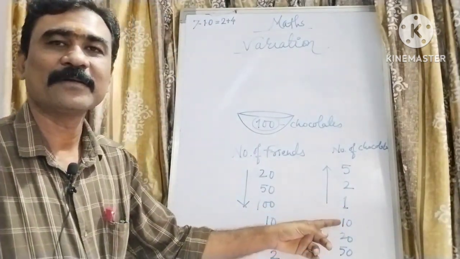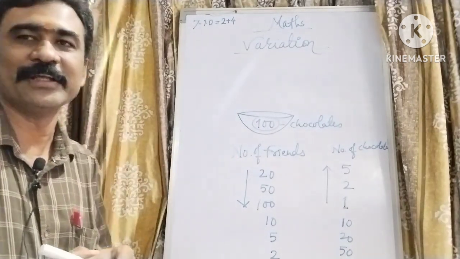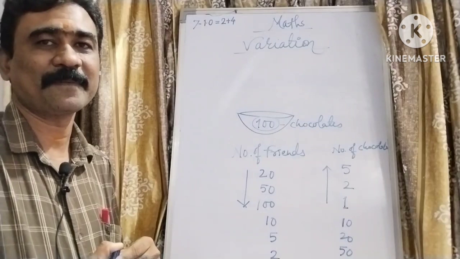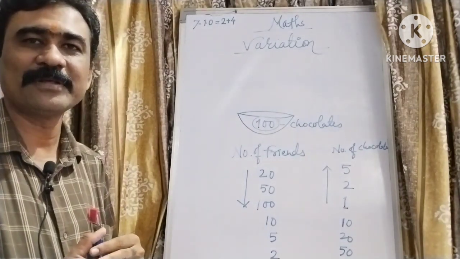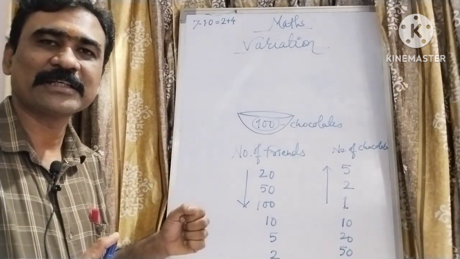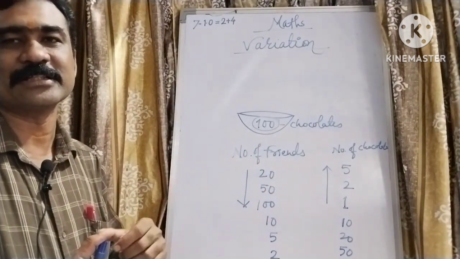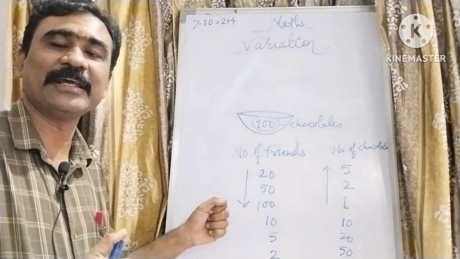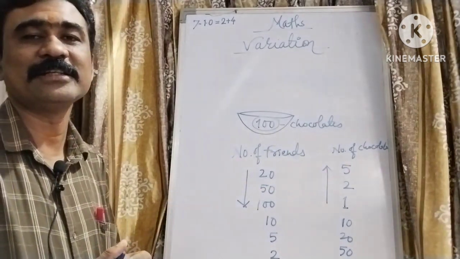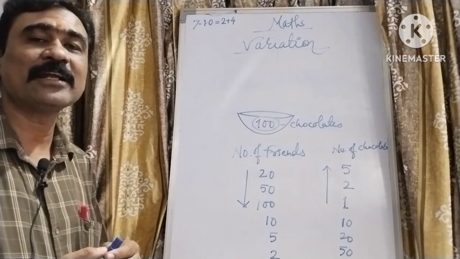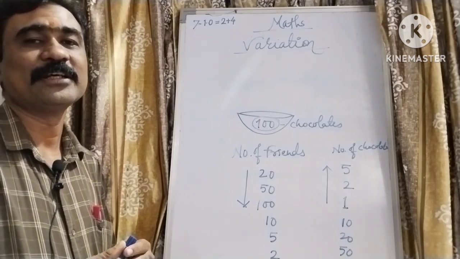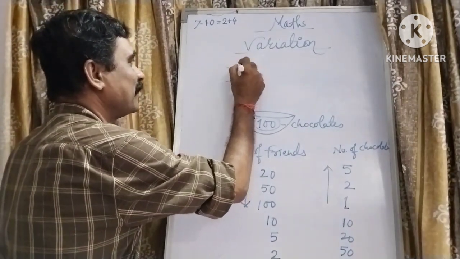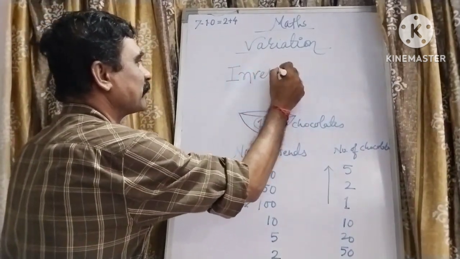to 10. So both quantities also change, but in the opposite direction, in the opposite way. Opposite way means if one quantity increases, then the second quantity decreases. And if one quantity decreases, then the second quantity increases. So such a kind of variation is known as inverse variation. So this is another type of variation, which is inverse variation.